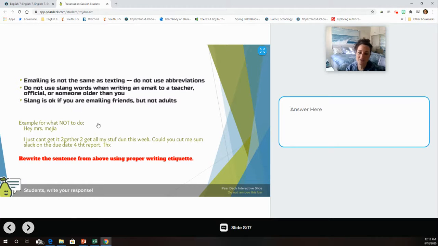Here is another thing that a lot of students do. A lot of students like to use slang when texting. My son does this all the time. And I'm going to show you an example on the slide in just a minute. But when you're typing to a teacher or to anybody at school, you need to use academic language, which means you actually have to write out the entire word.